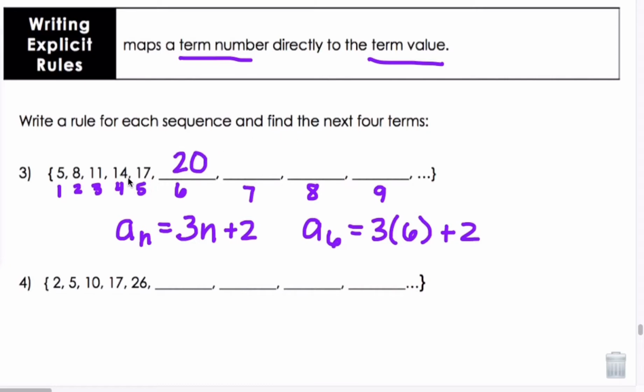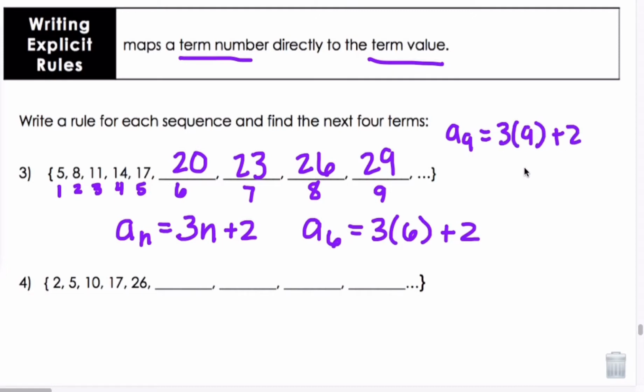Okay. I can see that I am going up by 3, but we are trying to write an explicit rule, and that has to do with the term number. But once I can write my rule, I can also say, okay, I know I'm going up by 3, so it is easy to write from here. And we can double check. A sub 9 equals 3 times 9 plus 2. That will give me 27 plus 2, which is 29. Okay, so the rule does work, and yes, we can see we're going up by 3 in this case.